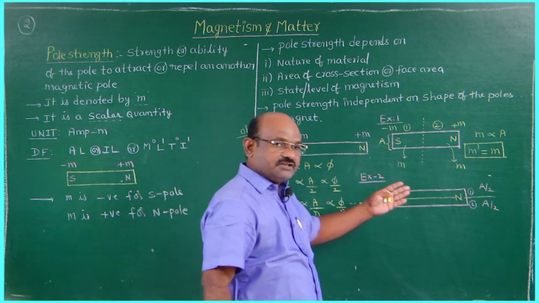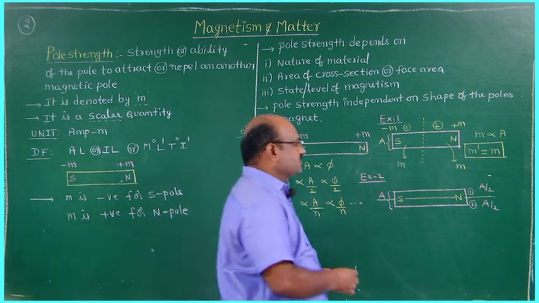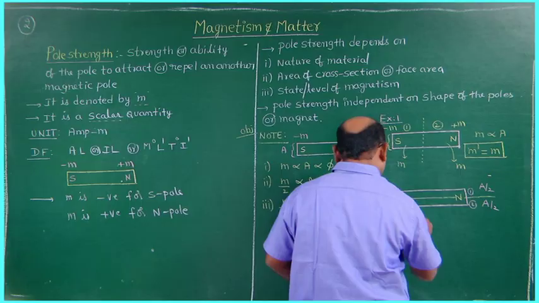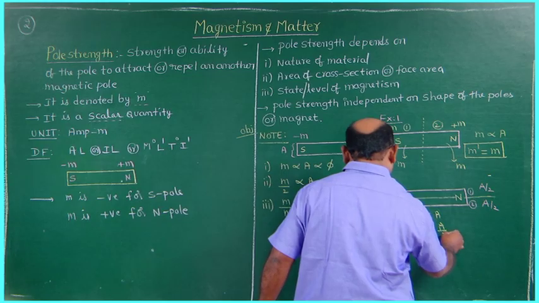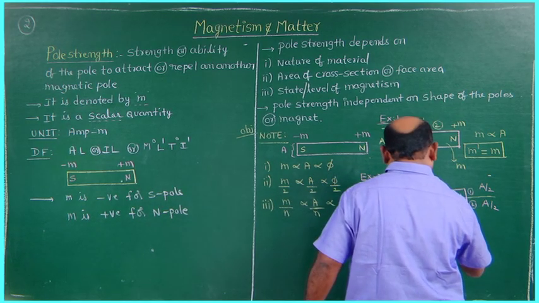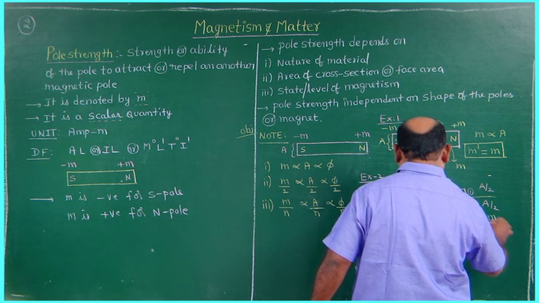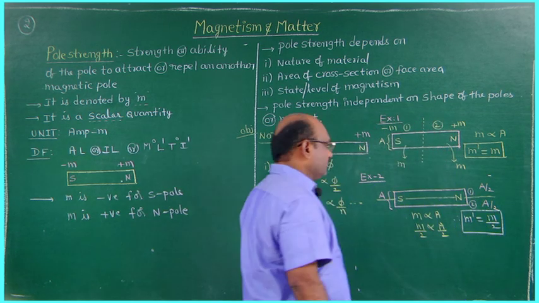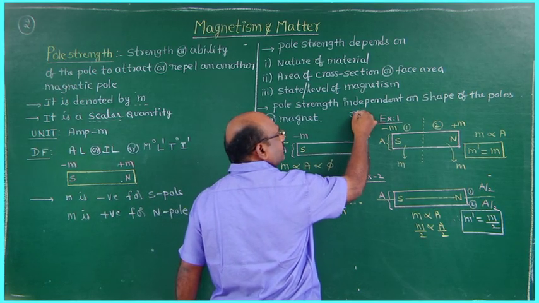Here the area of cross section is changing, which means the pole strength is also changing. Therefore, what is the relation actually? Pole strength is directly proportional to the face area. Here it is made half, so obviously the pole strength is also half. Therefore, the new pole strength of each piece, m dash, is equal to m by 2. These types of problems are important for objective examinations, that is for JEE Main.